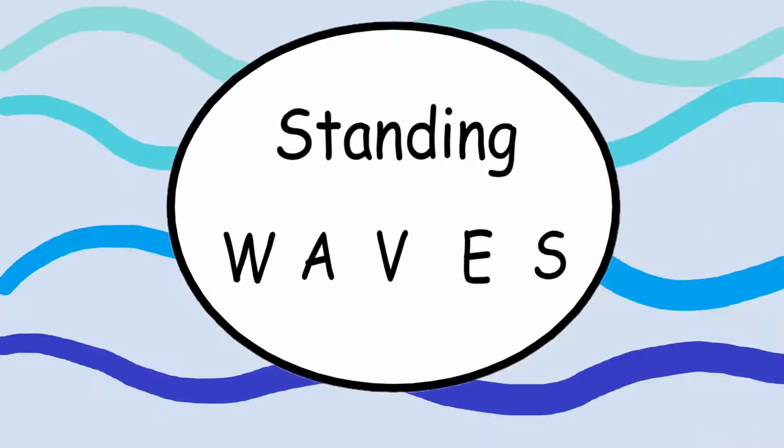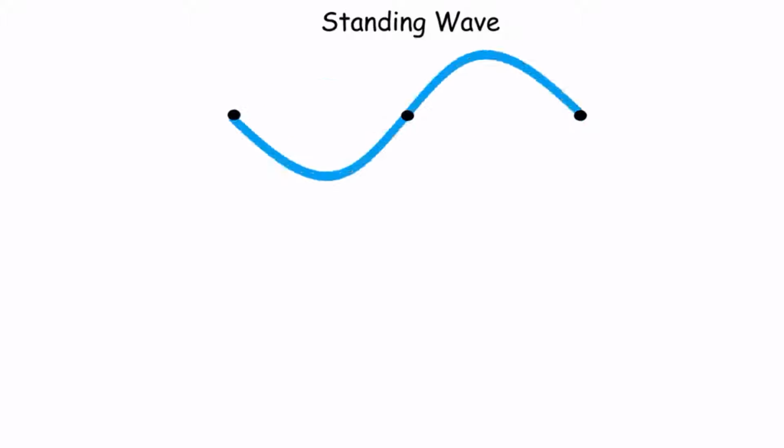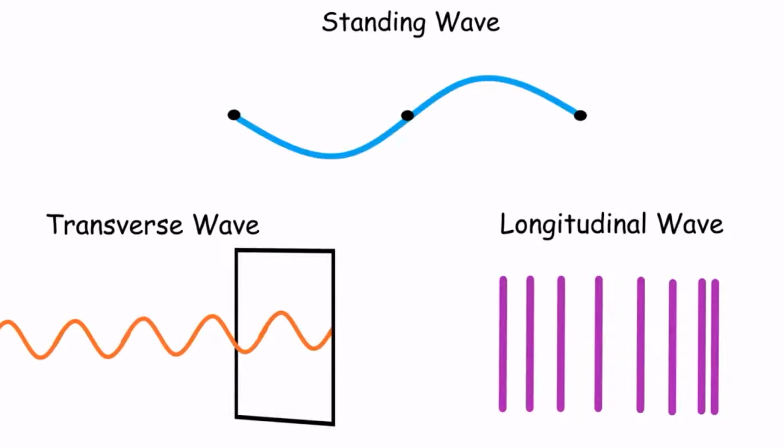Although there are many types of waves, the specific type of wave we will be focusing on today is a standing wave. No, not those type of waves. Standing waves are waves that appear to be standing still rather than continuously moving in one direction as a transverse or longitudinal wave might. Standing waves occur because of wave reflection.